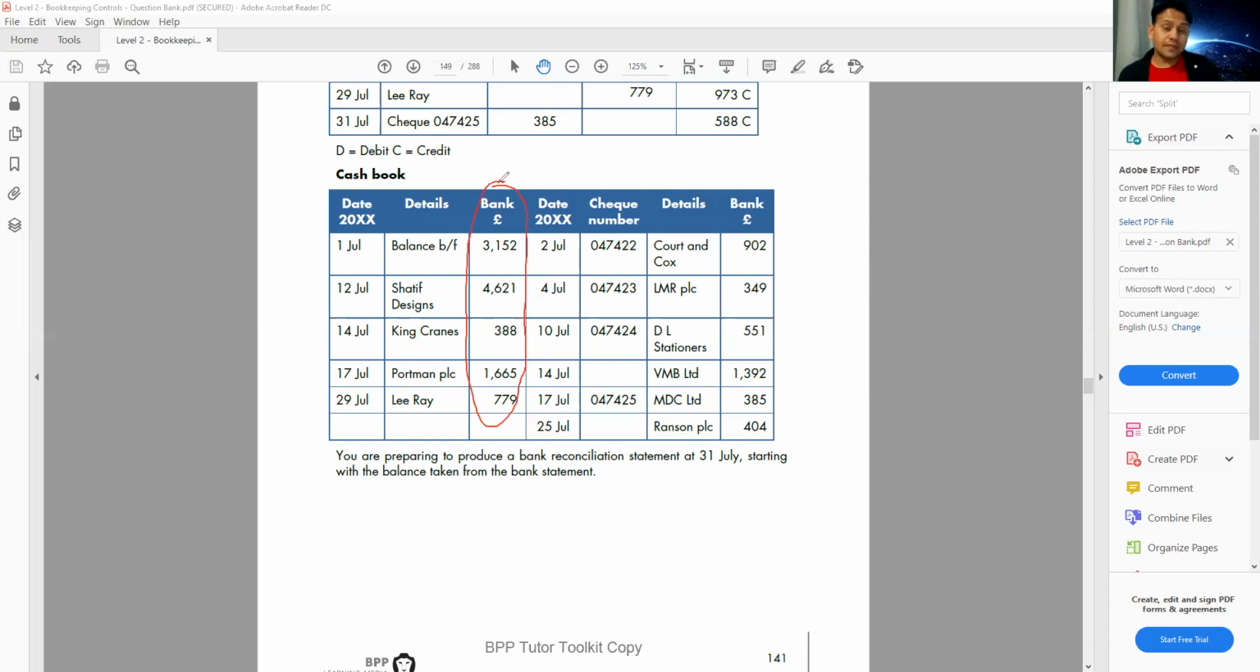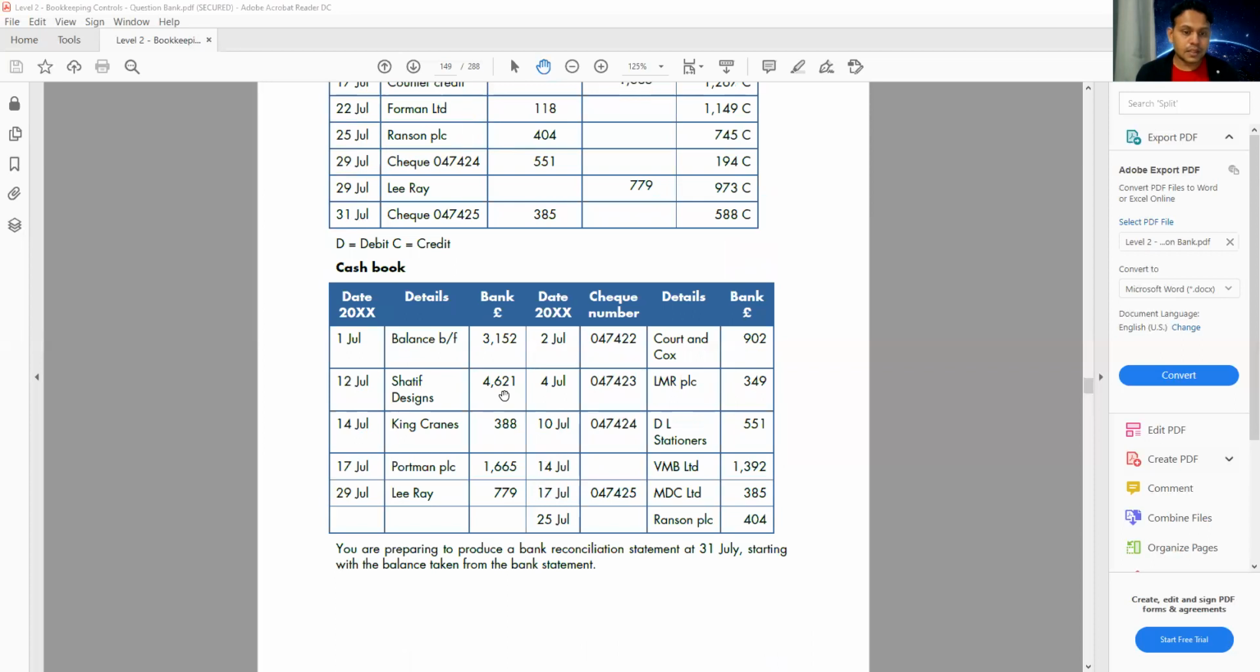Now, the reason we have to do the reconciliation is that if something is on my book but not on the bank statement, I cannot change the bank statement. And when I cannot change the bank statement, it will go to the reconciliation. So now let's have a look at which one I have on my book but not on the bank statement. Look for them one by one. So look for the first one, 4621.